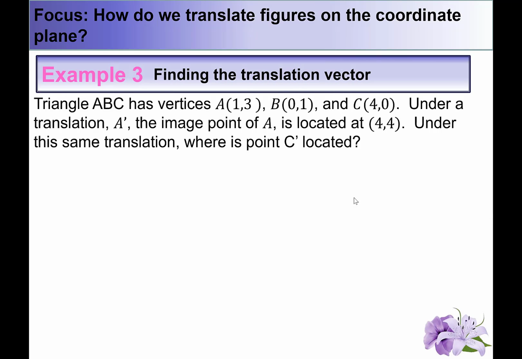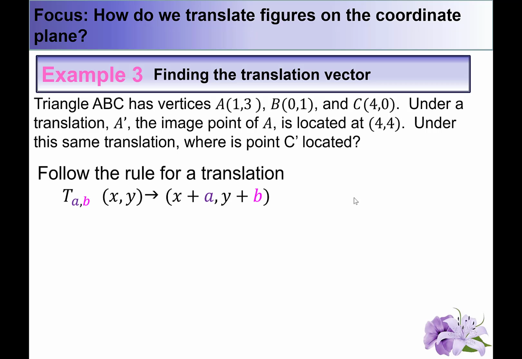In example 3, they want us to find the translation vector. Triangle ABC has vertices A 1, 3, B 0, 1, and C 4, 0. Under a translation, A prime, the image point of A, is located at 4, 4. Under the same translation, where is point C prime located? Here they didn't give us the translation vector, but they gave us the pre-image and the coordinates for the translated image. So again, let's follow the rule for a translation and substitute in the information we know.